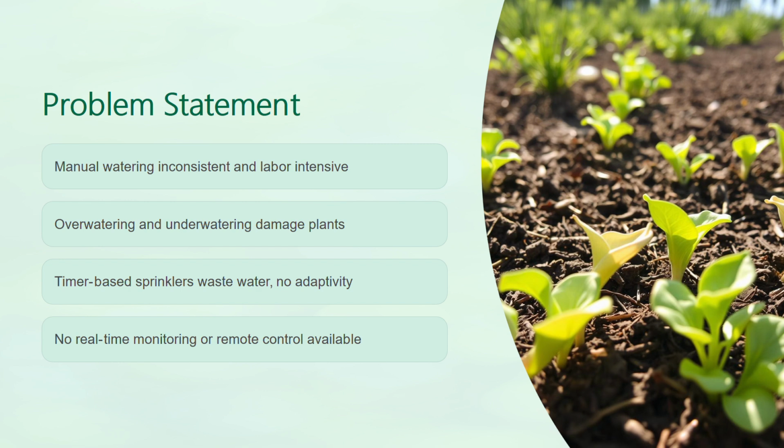When it comes to the problem statement, manual watering of plants is often inconsistent, leading to overwatering and underwatering. This harms plant health and wastes so much water. While some people use timers, those systems are rigid and don't adapt to soil conditions. More importantly, there's no real-time feedback or remote control, and the sensing and control parts often don't communicate. This is where my solution comes in.